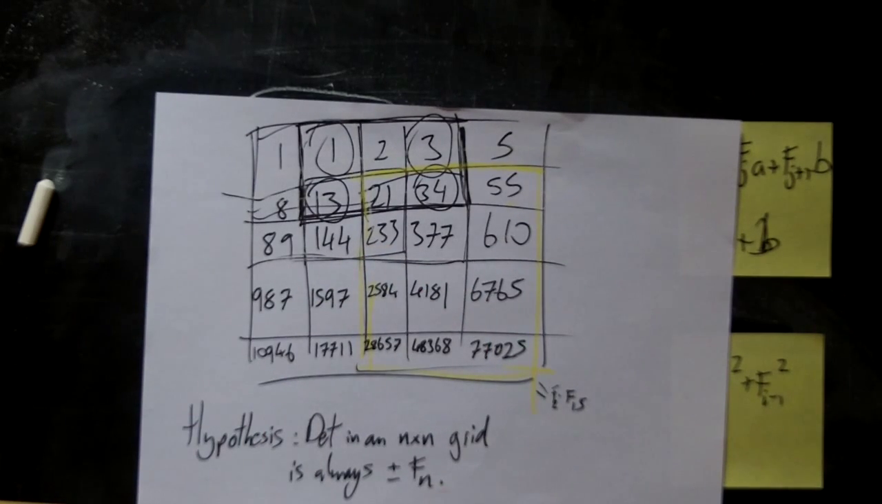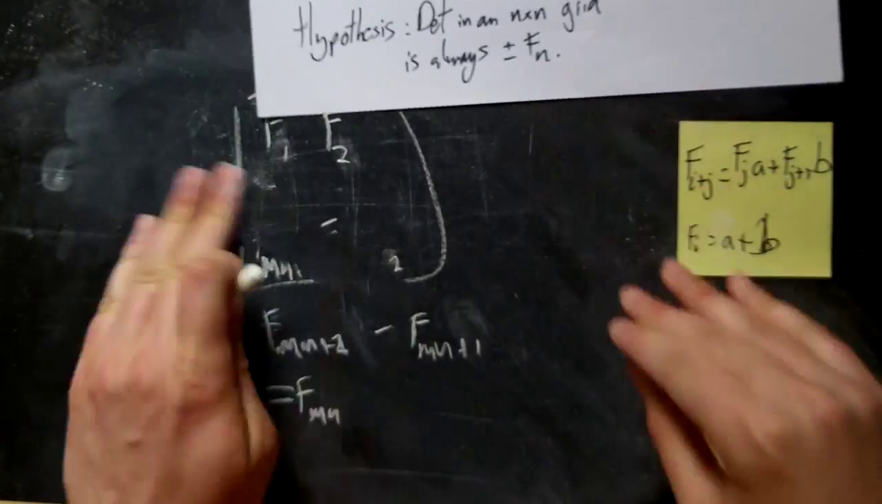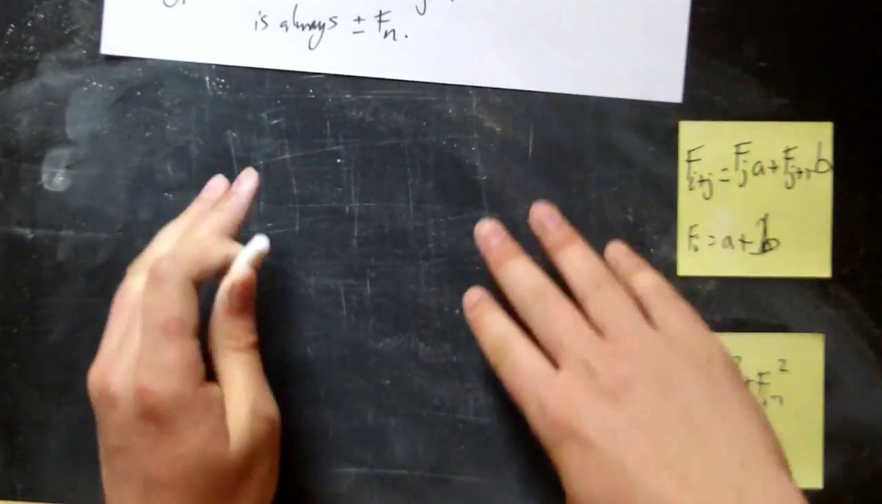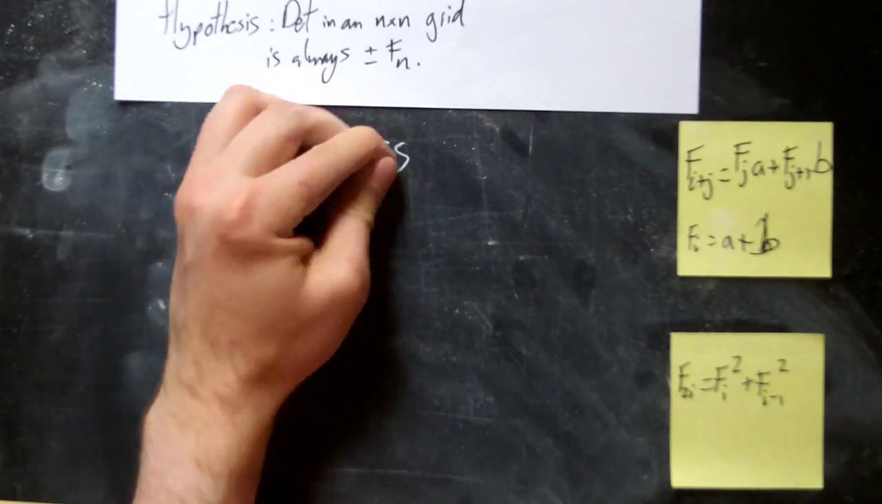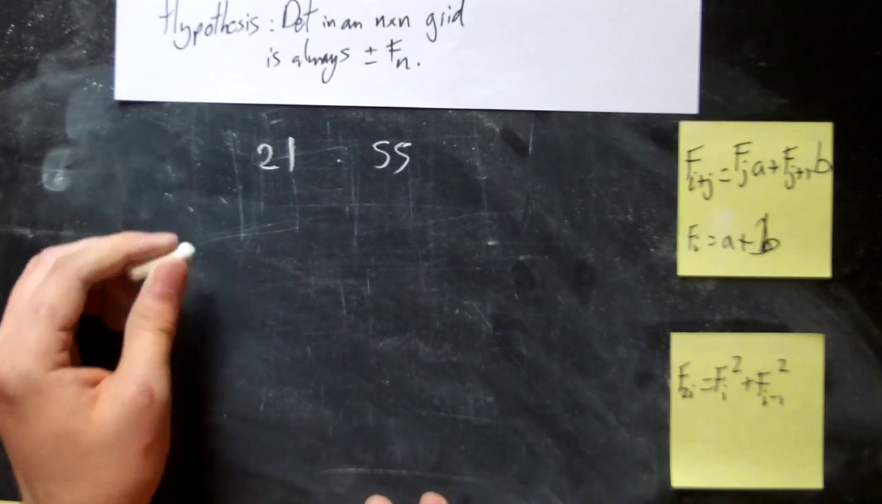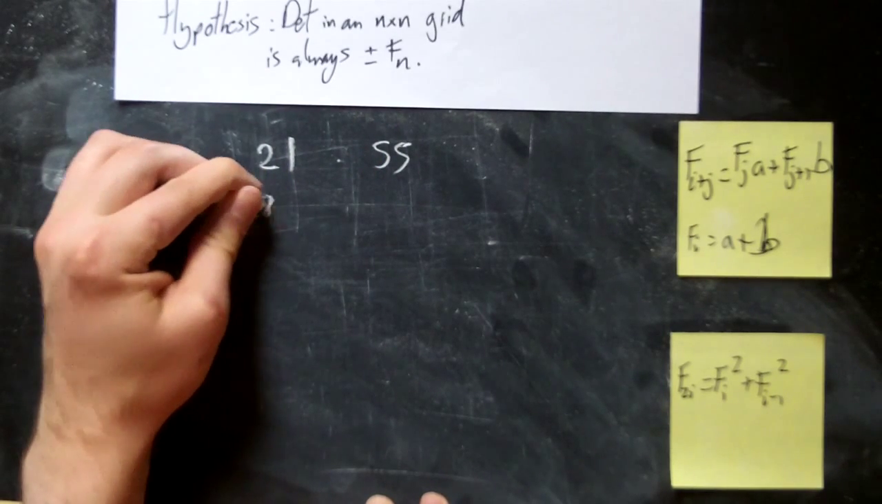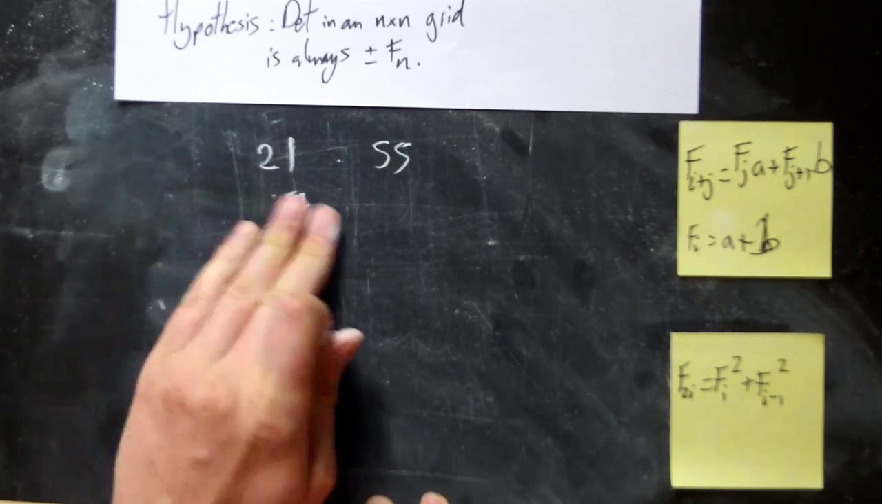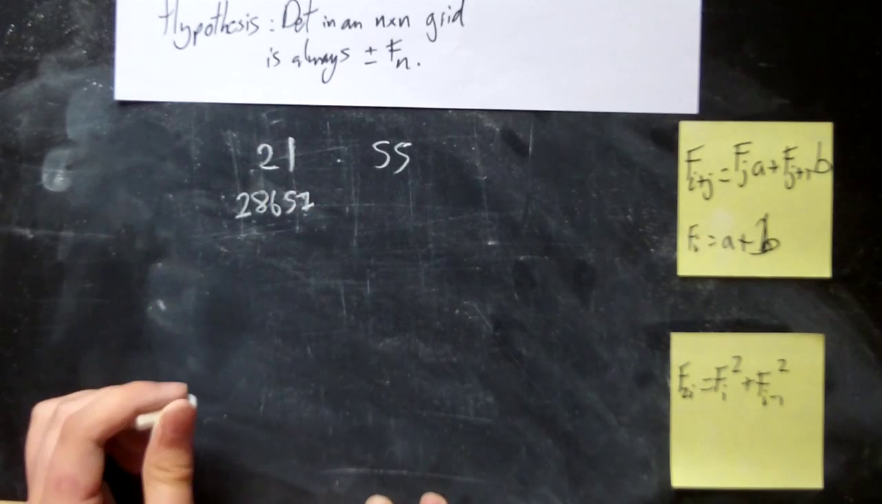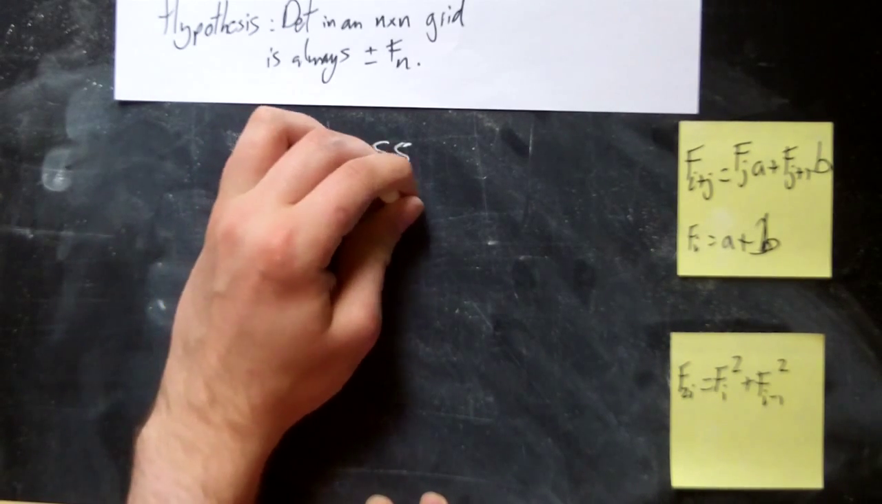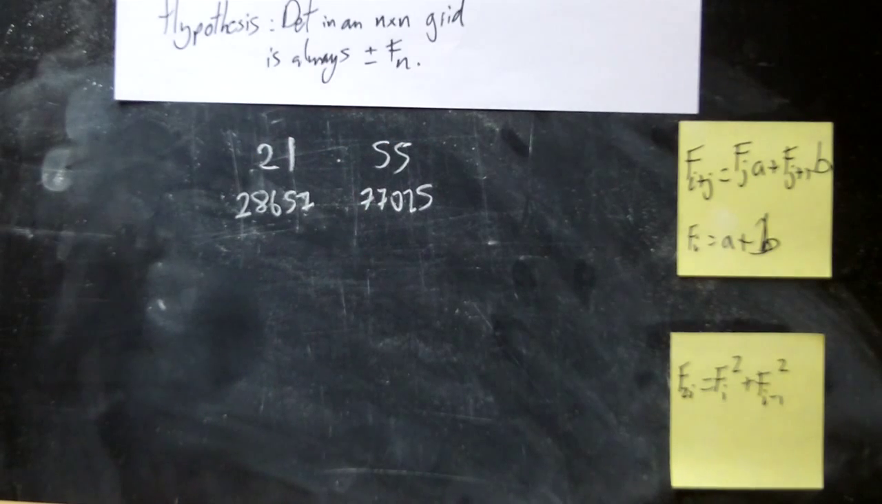So what I need to work out is this awful sum. I've got 21 top left, I've got 55 top right, and 28657 there, and 77025 there. Oh dear, what's happened to my chalk? Now, assuming I've done all my sums correctly, that should work out at 610. Looks reasonable.